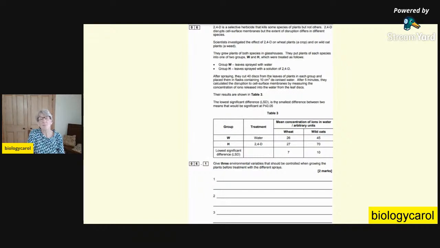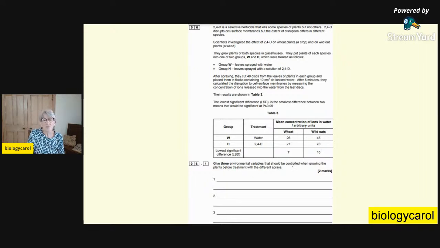The LSD number is the smallest difference between the two means that would be significant at the P is less than or equal to 0.05 level. In other words, there has to be at least that difference, so 7 for wheat and 10 for oats, for the difference to be significant.